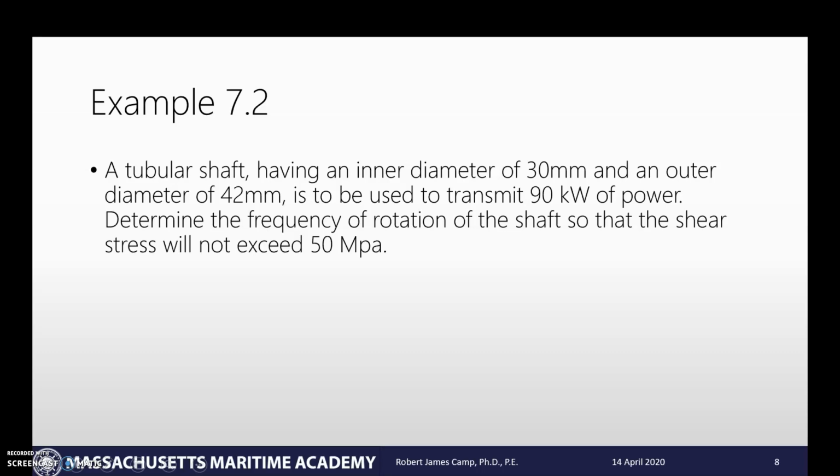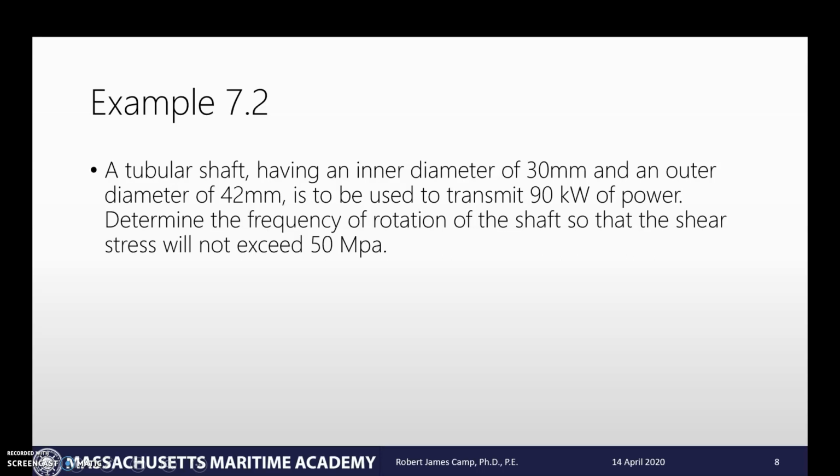A tubular shaft having an inner diameter of 30 millimeters and an outer diameter of 42 millimeters is to be used to transmit 90 kilowatts of power. Determine the frequency of rotation of the shaft so the shear stress will not exceed 50 megapascals.